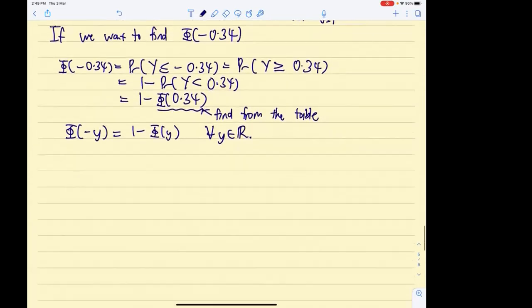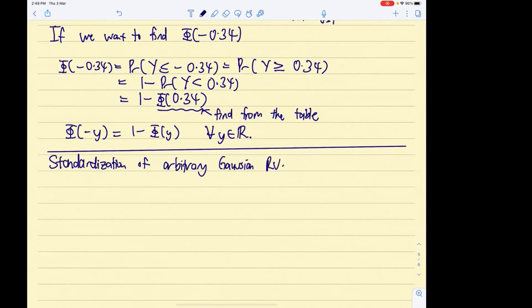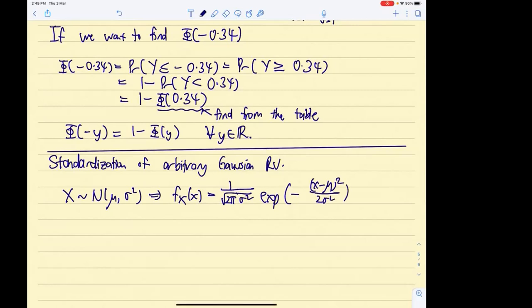So now I want to talk about standardization of a Gaussian. We have Gaussians that may not be standardized, so it may not have mean zero, variance one, but we like to standardize Gaussians because then we can refer to the table. Standardization of an arbitrary Gaussian random variable. Say we have X Gaussian. Usually you write this as normal mu, sigma squared. This means that the PDF of X is 1 over the square root of 2 pi sigma squared, e to the minus (x minus mu) squared over 2 sigma squared. Okay, so that is the meaning of this. Usually people write this to be fast.